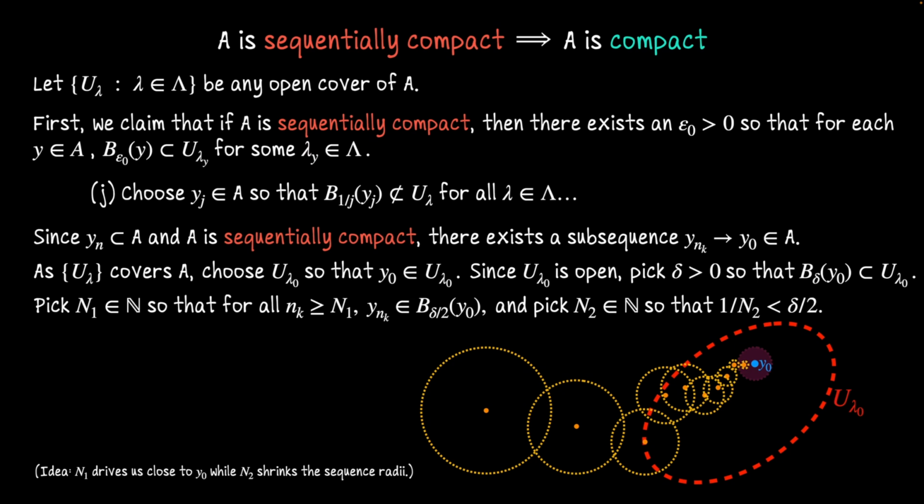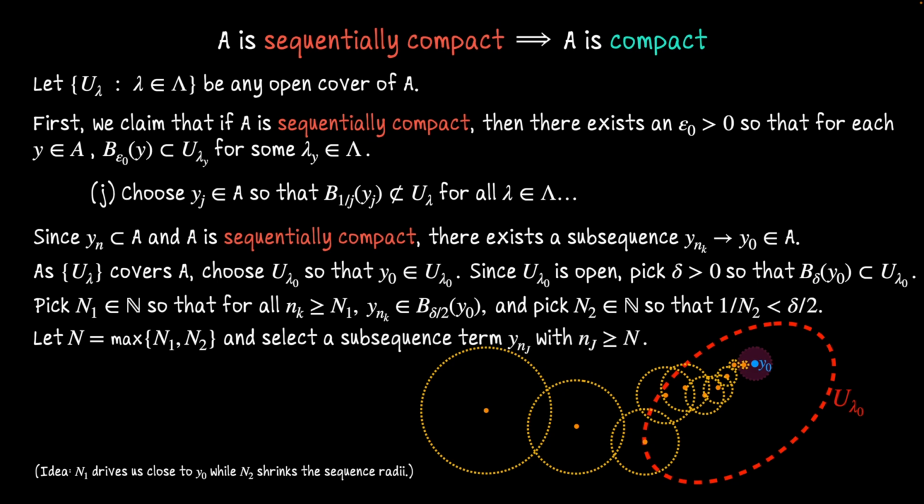Whereas the second threshold, n2, has been chosen to shrink the neighborhoods we draw around them to something quite small, delta over 2 or smaller. So our first threshold drives the subsequence to the limit, and the second threshold is shrinking the neighborhoods that we associate to each term in the subsequence. So it's like get close to the limit and create small neighborhoods. That's ultimately going to put us inside of u lambda naught. We want to see both of these behaviors. We want to be close to the limit with small reciprocal neighborhoods.